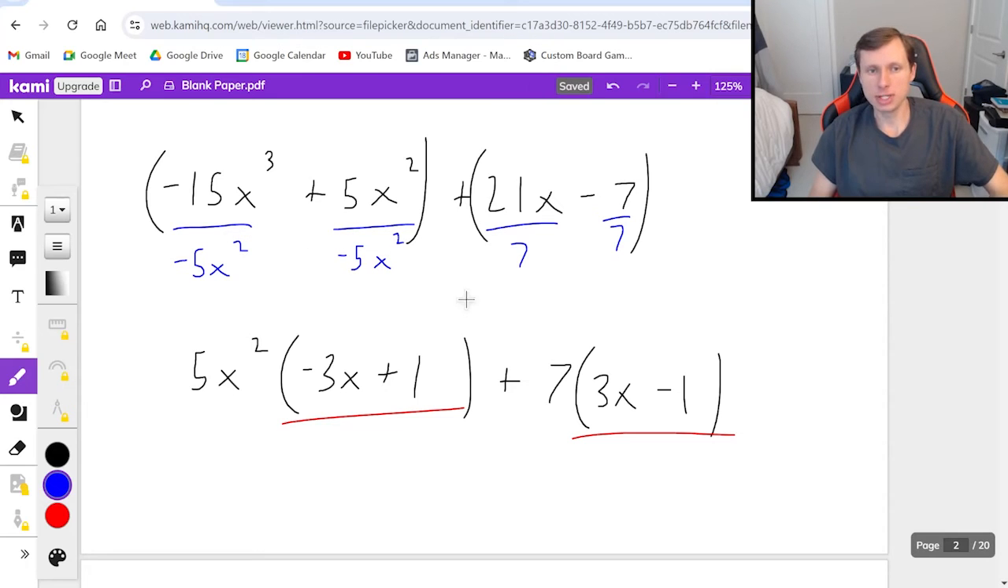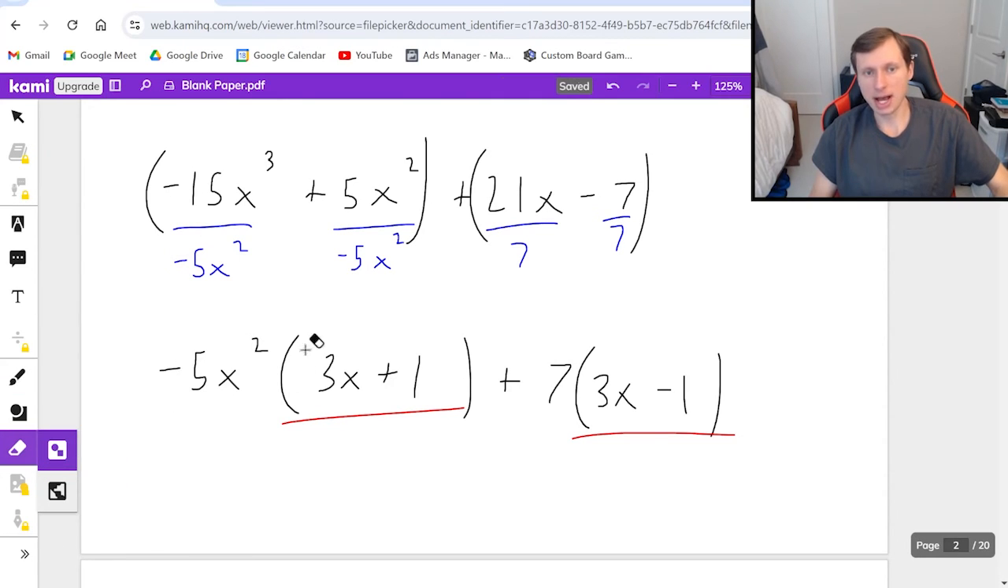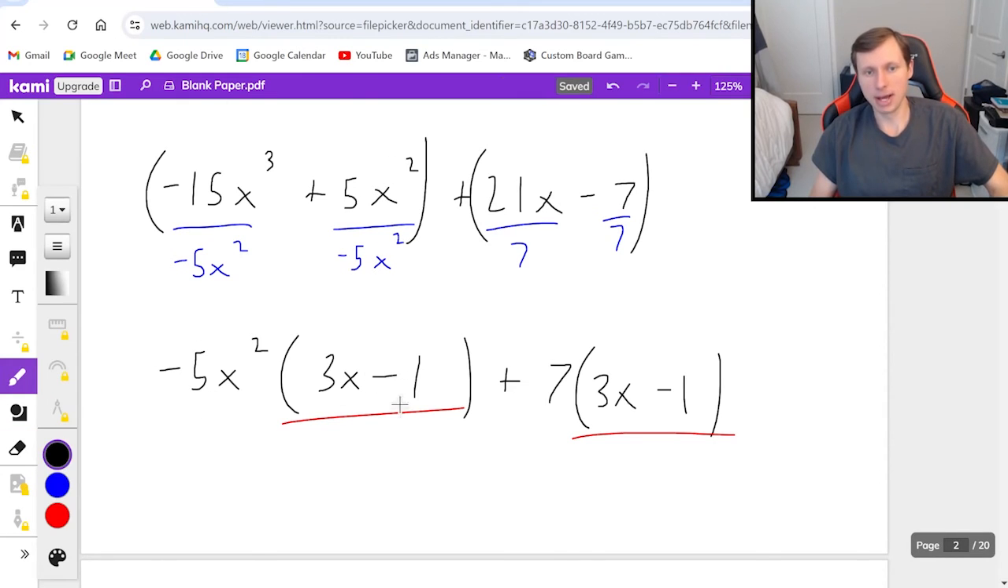My advice to you is if the first term is negative, always pull out the negative sign. Always pull out the negative sign. So in other words, this is negative 5x squared. That would then make this positive 3x because the negative signs cancel. And 5x squared over negative 5x squared is going to be minus 1.